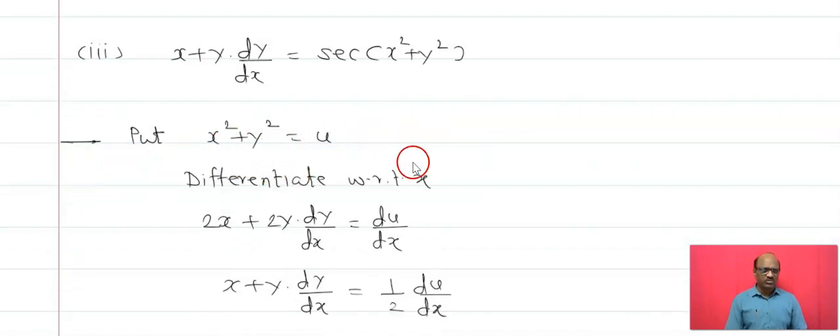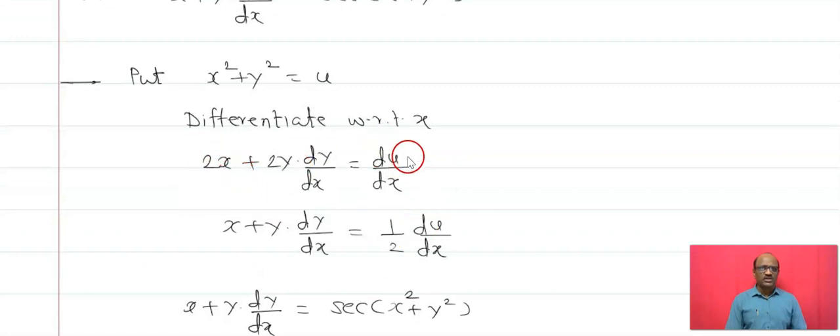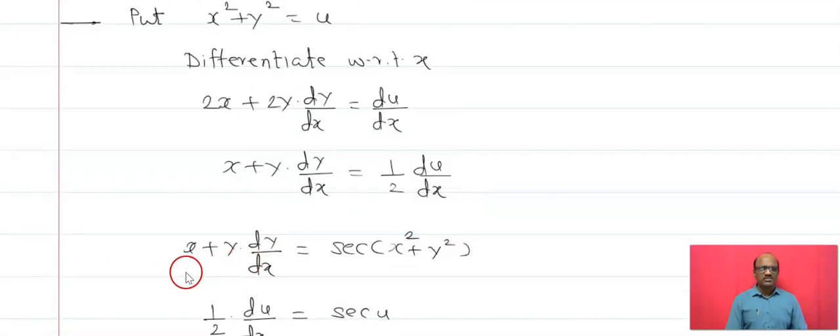Now differentiate on both sides with respect to x. Then you will get the derivative of x square is 2x, derivative of y square is 2y into dy by dx, and derivative of u with respect to x is du by dx. Therefore, take the 2 as common. Then you will get (x plus y) into dy by dx is equals to 1 upon 2 into du by dx. This is the value.